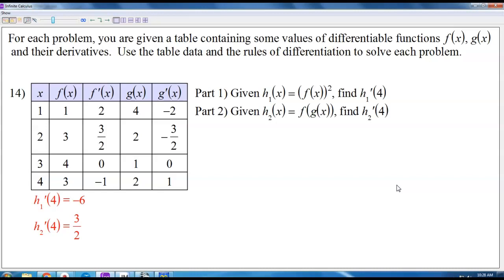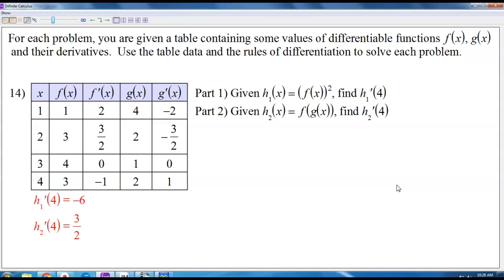Alright, the second one is a little tougher for most people. So your big guy's the f, little guy's the g, and try to think through it, because that's obviously not going to be copied off the board every time. So you take the derivative of the big guy, or the outside, leave the inside alone, and then you take the derivative of the inside. But this is a composite function, that is not a multiplication.